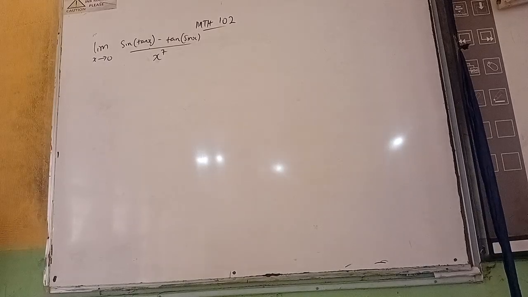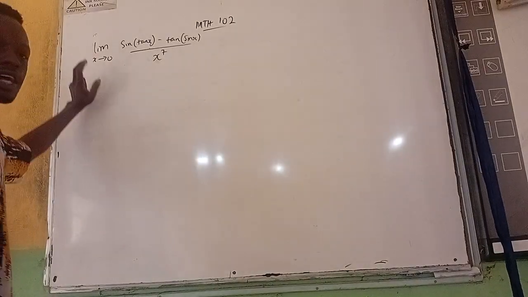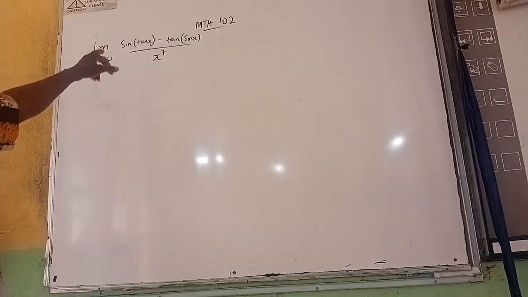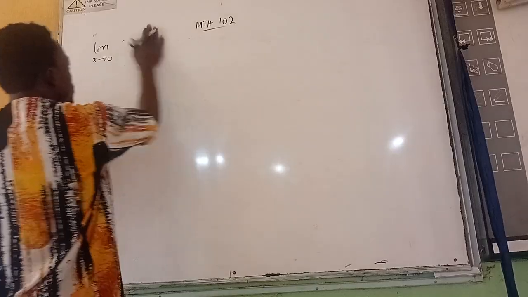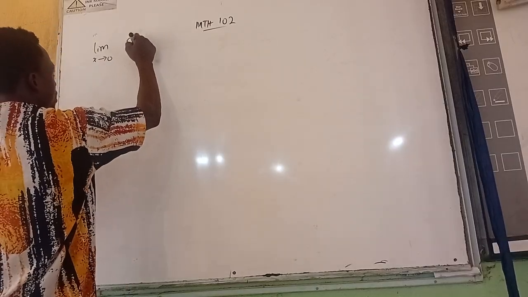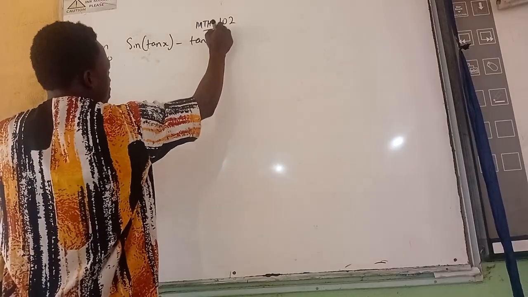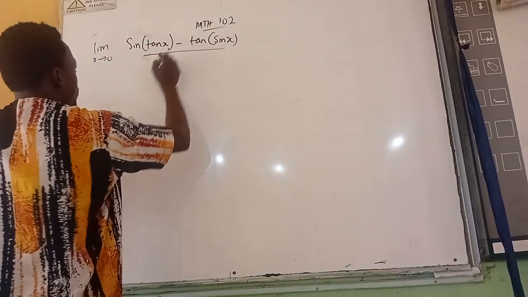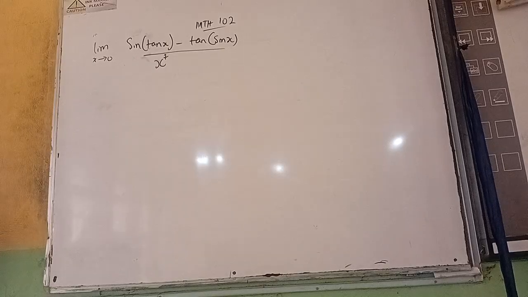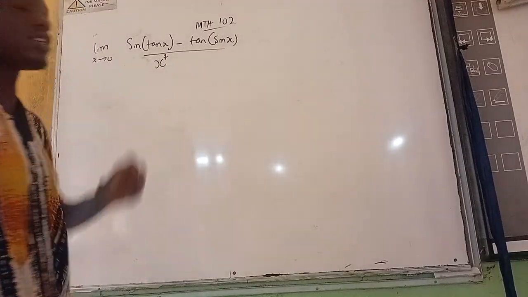So hello guys. Let's quickly treat this question. I'm sorry about the writing. The limit as x tends to 0 of sine tan x minus tan sine x over x raised to power 7. Let me make it bigger. Yeah, I think it's bigger now. Limit as x tends to 0 of sine tan x minus tan sine x over x raised to power 7.